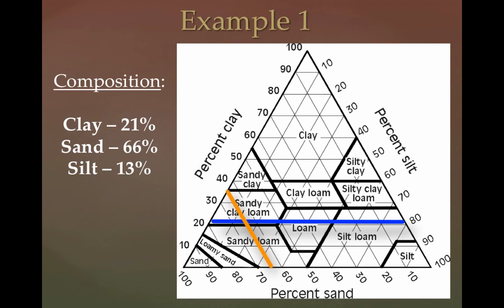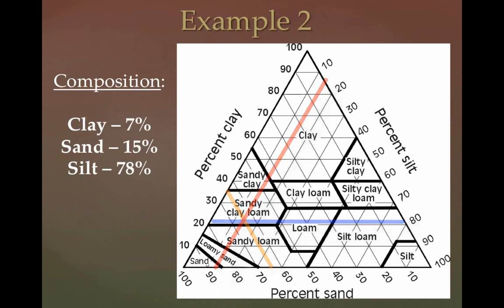And then finally we find the silt composition, which happens to be 13%. And so that's going to be between 10 and 20, and we follow that line down. Notice where they all intersect. It intersects in the sandy clay loam. And so that's what we would describe this particular sediment sample as.